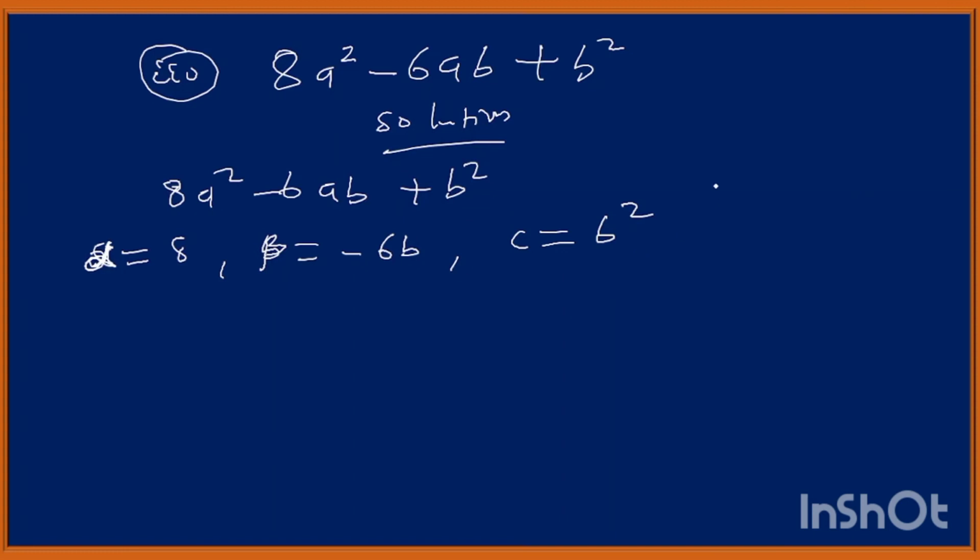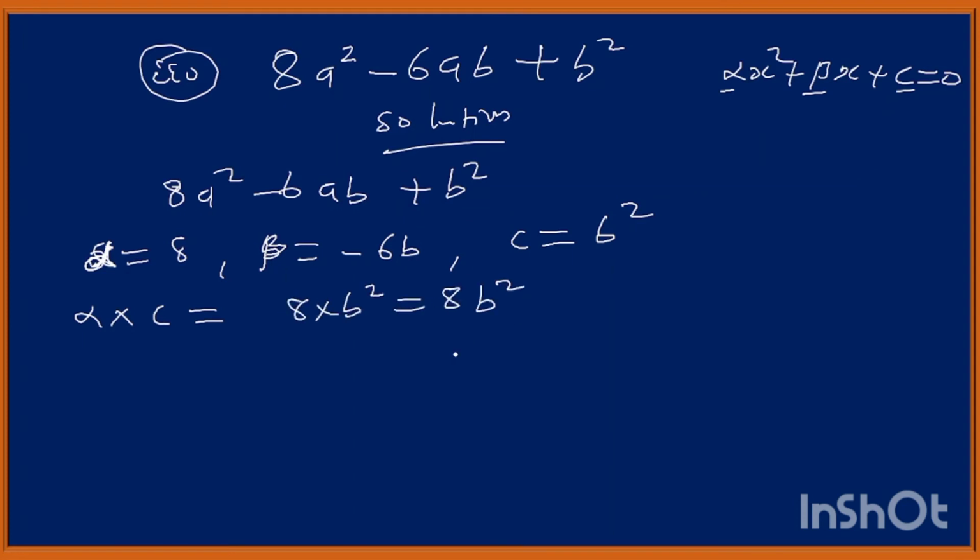So alpha and beta. So I'm just looking at it that our quadratic equation is alpha x squared plus beta x plus c is equal to 0. So this is our constant. So now what we are going to do is multiply alpha by c. So that will give me 8 multiplied by b squared. That will give me 8b squared. So what are the factors of 8b squared? Just take the coefficient 8. What are the factors of 8 that if I multiply them together will give me 8, and if I add them together will give me minus 6?